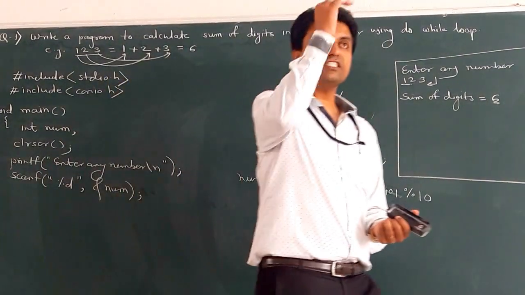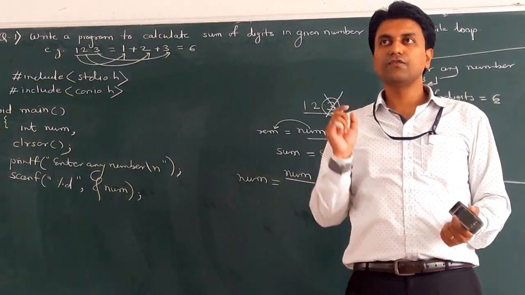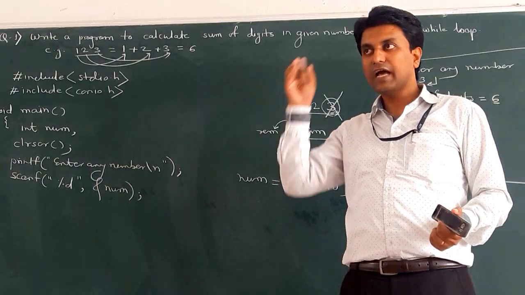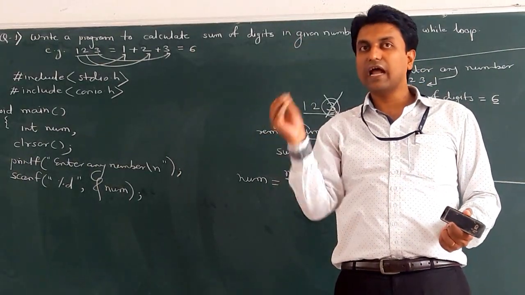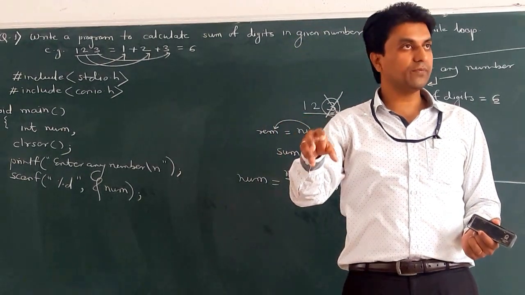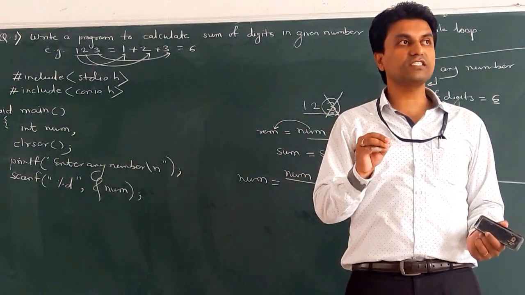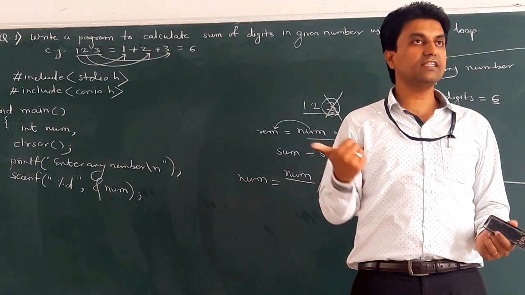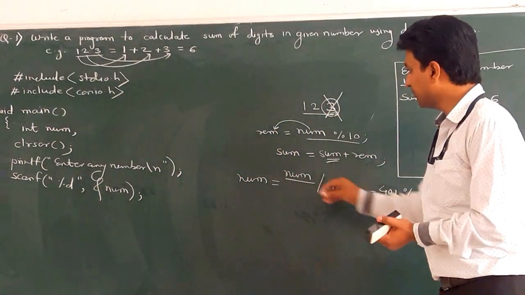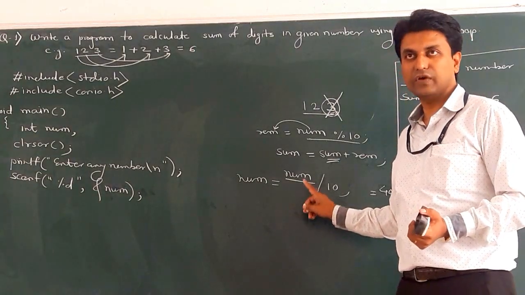At the first iteration, what do we do? First, separate the first digit from the number and add that digit. Second step, add that digit into some intermediate variable. Third step, discard or delete the first digit. Clear? So what is the number now? 12. 12 is the number.